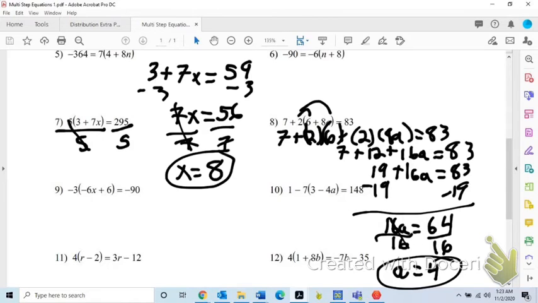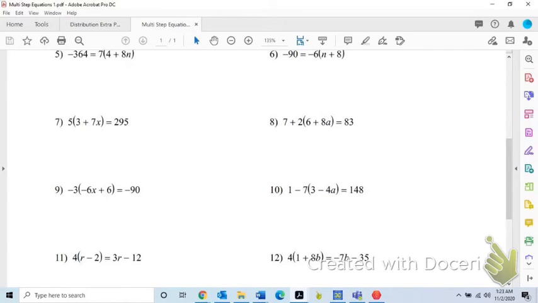So number 9, we can do either one on this one because the reason we couldn't do the division first on number 8 was that 7 right there. There's no corresponding number on number 9. So what we're going to do is we just divide by negative 3. That gives us negative 6x plus 6 equals negative, or positive 30 rather.